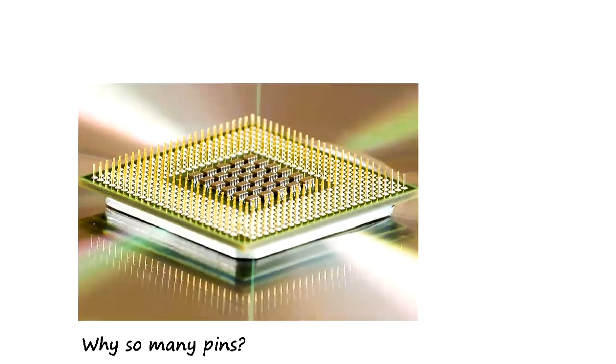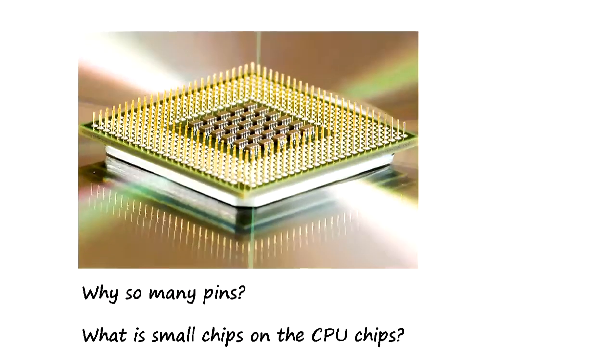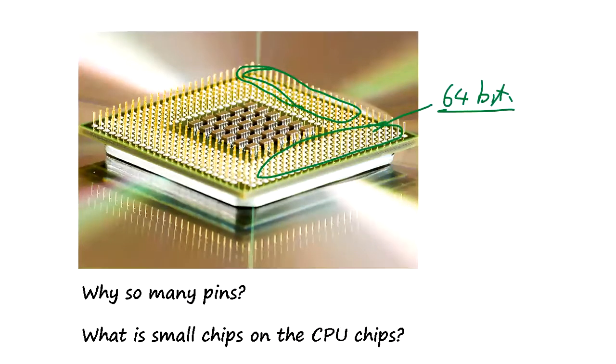Okay, so you look at the CPU chip, you see so many pins. What are they? Well, if you do 64 bits, the data bus needs 64 bits. And some CPUs have an additional 64 bits for a different bus. The bus is separated, right? So there are so many pins.